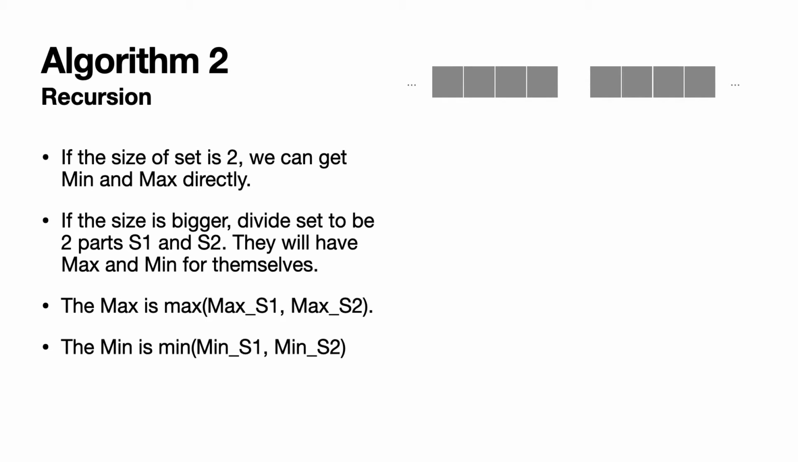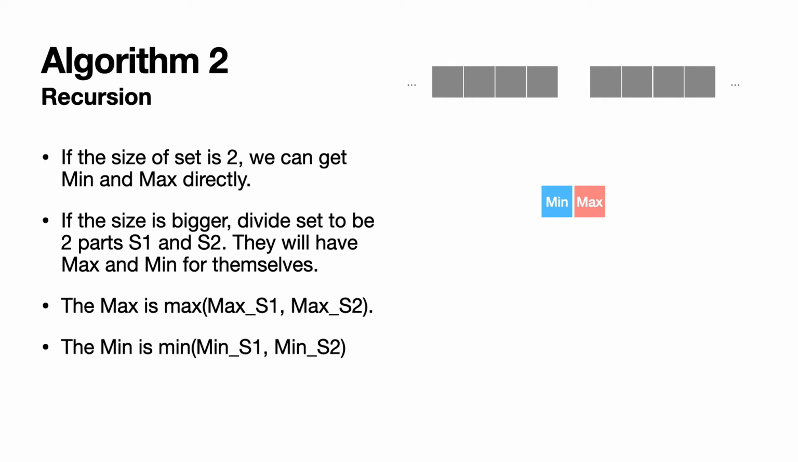So, for each of them, we can divide them into two parts, then get the maximum and minimum by itself. Then how to get the overall minimum and maximum? For example, S1 will have its minimum and maximum. S2 has its minimum and maximum. We compare the two minimums and get the global minimum, actually the smaller one, and we compare the two maximums and get the bigger one. Now it's the minimum and maximum for the combined data set.